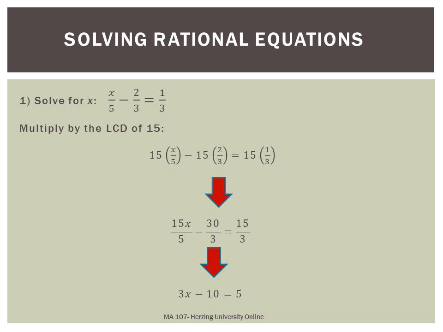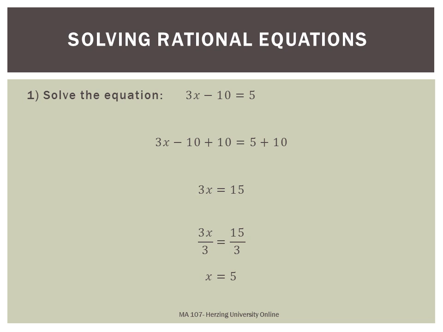15 times x divided by 5 minus 15 times 2/3 equals 15 times 1/3, which equals 15x divided by 5 minus 30 divided by 3 equals 15 divided by 3. We can simplify this further and get 3x minus 10 equals 5.